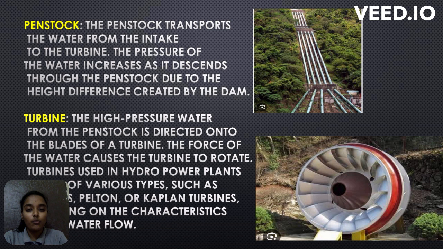The pressure of the water increases as it descends through the penstock due to the height difference created by the dam. Next component is turbine. The high pressure water from the penstock is directed onto the blades of a turbine. The force of the water causes the turbine to rotate. Turbines used in hydroelectric power plants can be of various types, such as Francis, Pelton, or Kaplan turbines, depending on the characteristics of the water flow.